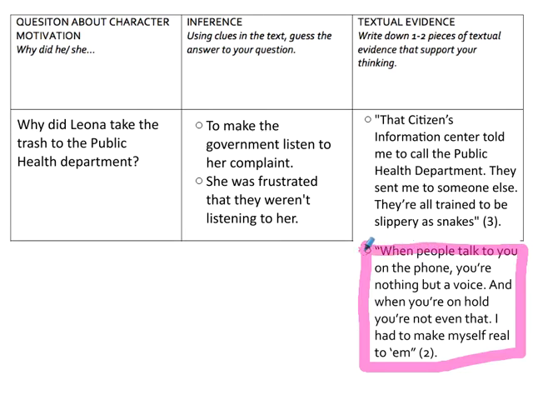So, one of the things you're going to need to do when you make the choice about which inference you want to write your analysis paragraph about, go back through and make sure that you have the strongest piece of evidence that supports that inference. Of the two, I think this second one is a stronger piece of evidence to support the inference that she wants to make the government listen to her complaint.